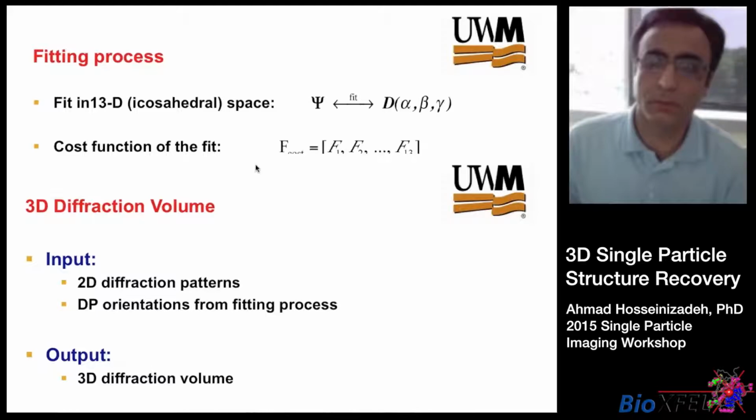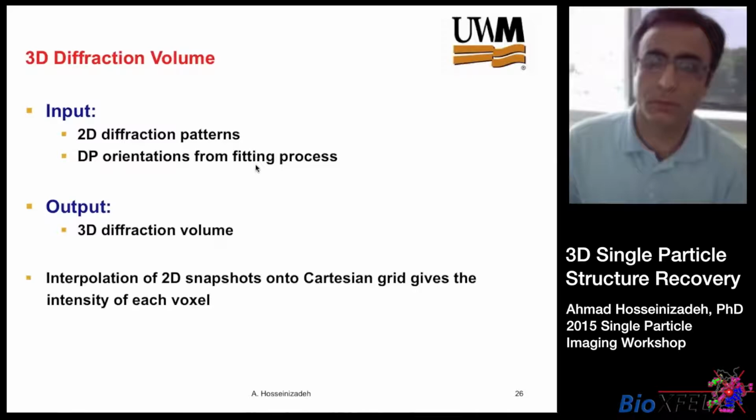So now we have the orientation, we have the diffraction pattern, so we can assemble this diffraction pattern based on the found orientation. The input is 2D diffraction patterns, and we found the orientation, and the output is the diffraction volume. According to the orientation, we just assemble these diffraction patterns and use interpolation in order to make the diffraction volume. We use the so-called congruent for this purpose.